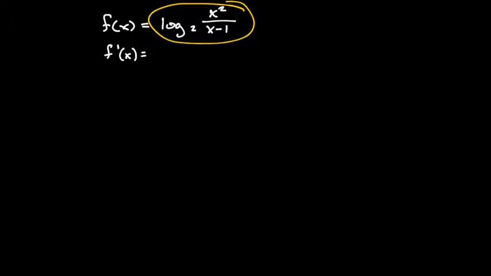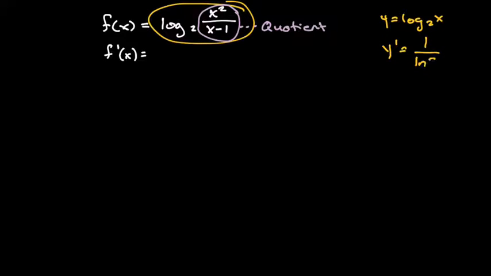And then there is an internal layer, and that internal layer I notice is a quotient. So I'm actually going to have to use the quotient rule when I get to this. Now, before we take care of the outer layer, let's go back and remember, if we had y equals log base 2 of x, our pattern was that the derivative would be 1 over ln of 2 multiplied by x. I'm going to rewrite that as x ln of 2.